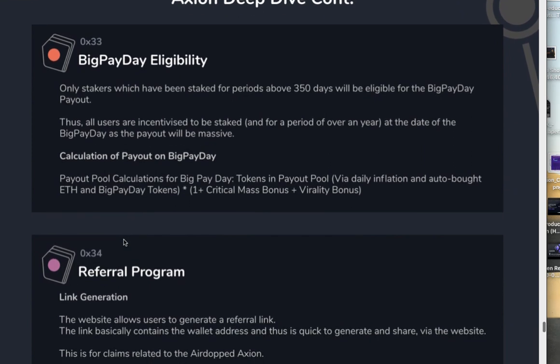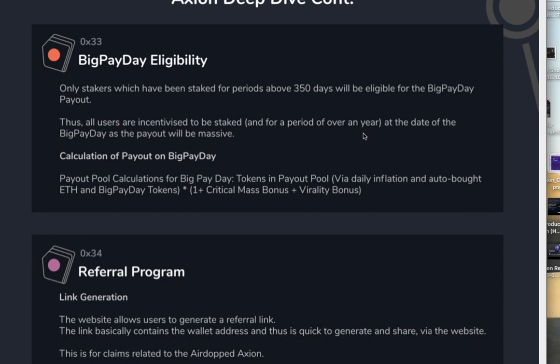Big payday eligibility. Only stakers who have been staked for periods of 350 days. So this is very important. You must be staked 350 days to be eligible for the big payday payout. Thus all users are incentivized to be staked, and this is a wonderful feature, for a period of over a year.